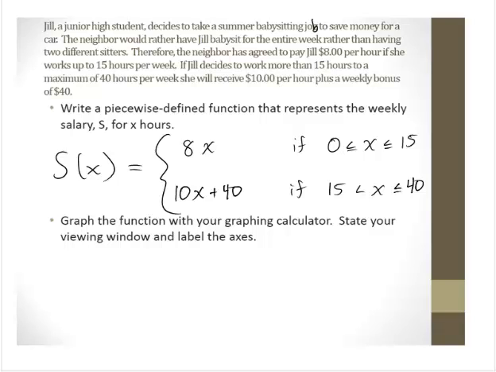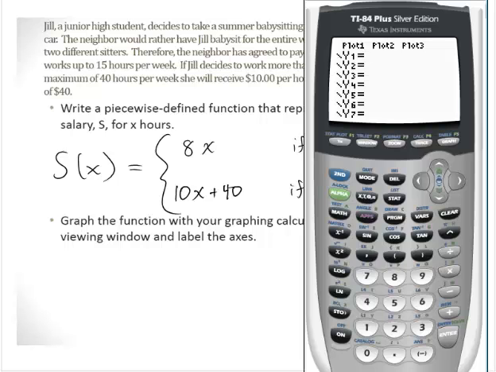All right, we're asked to now graph the function with the graphing calculator. We're going to state the window and label the axes. Now, graphing piecewise defined functions on the graphing calculator is a little tricky. All right, so let's see this. Here's how it works. We're going to use test and logic functions within the calculator to do this for us. So here's how I do this.